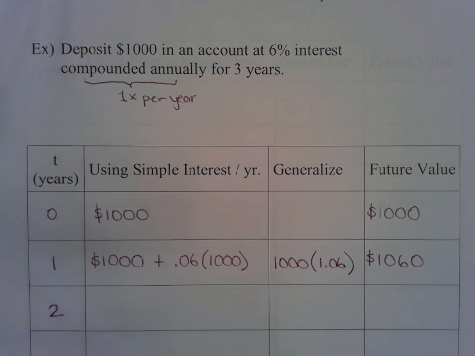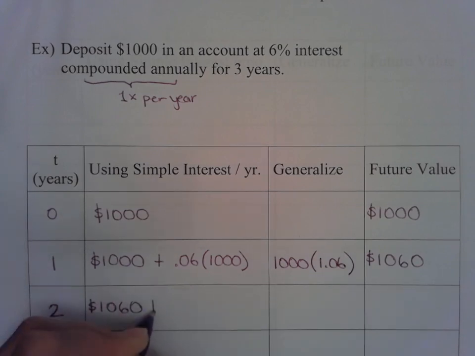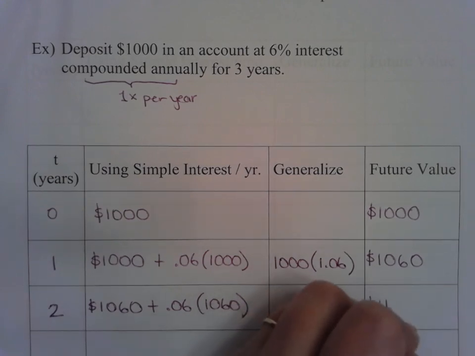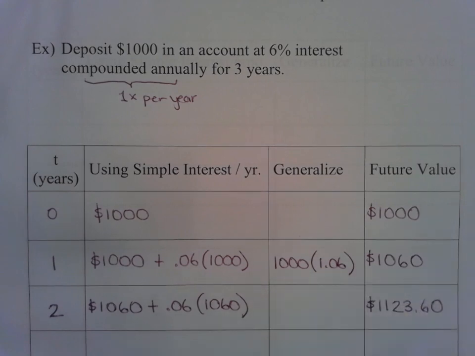Now in year 2, this is where compound interest gets interesting because I'm not earning my interest on the $1,000 anymore. At the beginning of year 2, I'm starting out with $1,060. So I'm earning my interest on my $1,060. And so again, we could put that into our calculator. So altogether, if I add that up, I have $1,123.60. Okay, and in this section, this may be a good time to mention, we're dealing with money, so it just makes sense to round to the penny. So we're going to do that.